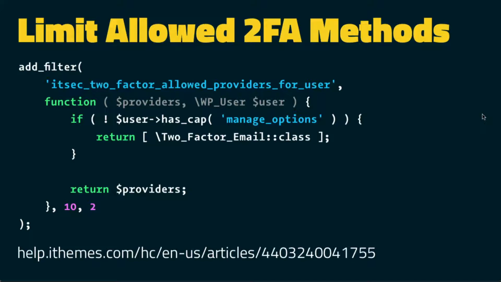And so this isn't a setting that we expose in the user interface because we think for most people it isn't necessary. But if you did want this kind of behavior, you could use this code snippet. So we're saying, here are the allowed providers for this user. And if the user doesn't have permissions to manage options, they don't have permission to edit the site, they're not an administrator, then the only two-factor method they're allowed to use is the two-factor email method. And that'll hopefully let them set up two-factor, use two-factor, but without getting themselves confused with using Authy or some of those more complex things.